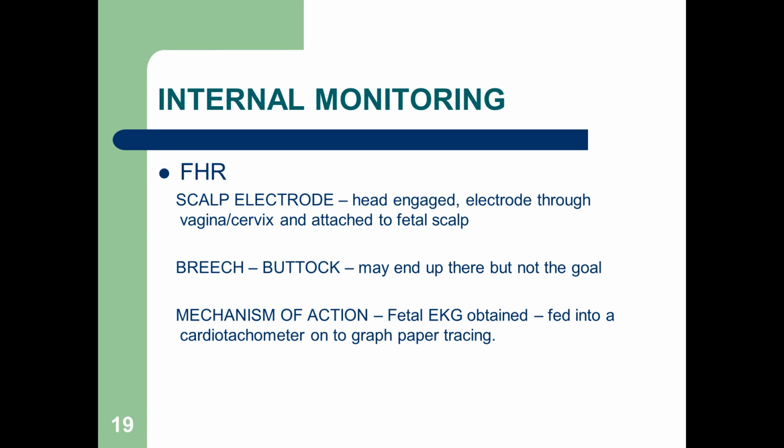Okay. Fetal scalp electrode, the head's engaged. In order for this to be placed, the electrode is passed through the vagina and the cervix and attached to the fetal scalp. Sometimes, if they're breech, it may end up in the buttock, but that's certainly not the goal. And the mechanism, if you will, is that an EKG is obtained and it's fed into the monitor onto the graph paper, okay? So you can really monitor the fetus closer too.